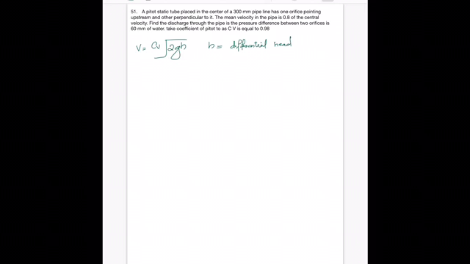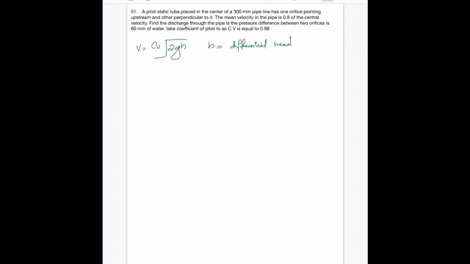The differential head had three equations: P1 by rho g plus Z1 minus P2 by rho g plus Z2, or x into (Sg by S0 minus 1), or x into (1 minus S0 by SL). So the same equation.